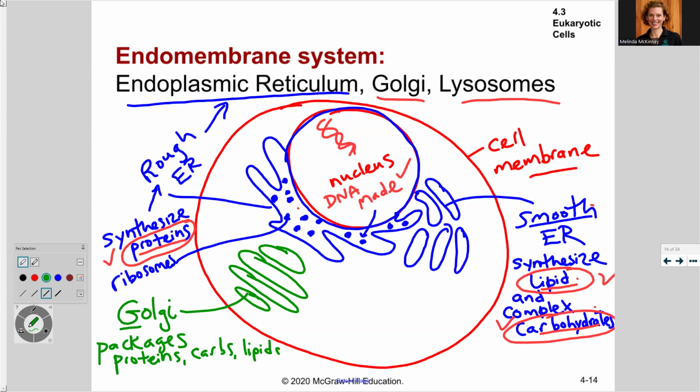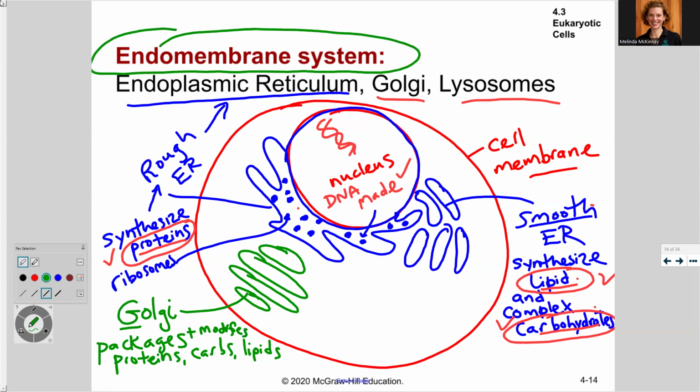So it can package them, it can also modify them. So I'm going to say actually packages and modifies. Now, it's part of the endomembrane system, which means that say a protein is made, and I'm going to go back to this rough ER over here. Part of this could just kind of come off as a vesicle. It can move through the cell. It can merge with the Golgi complex.